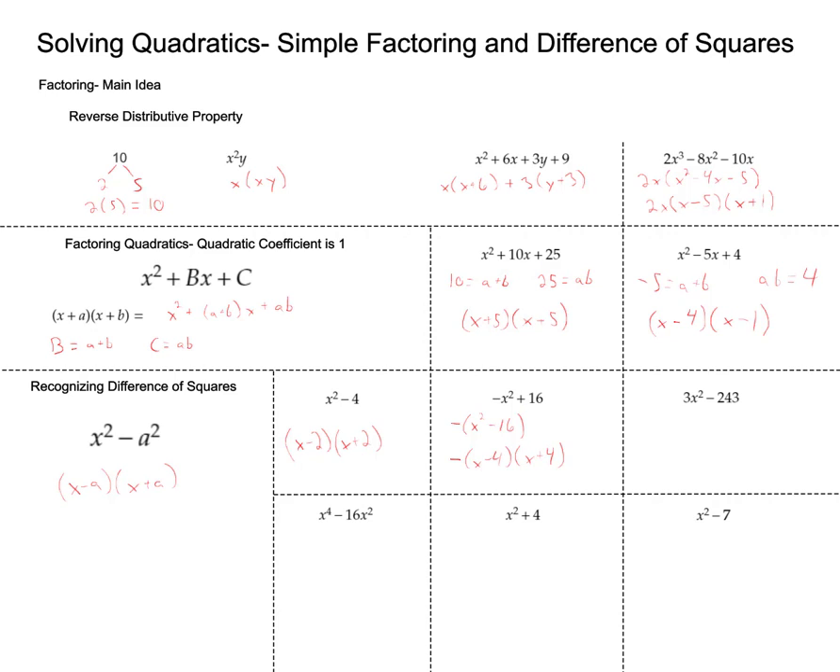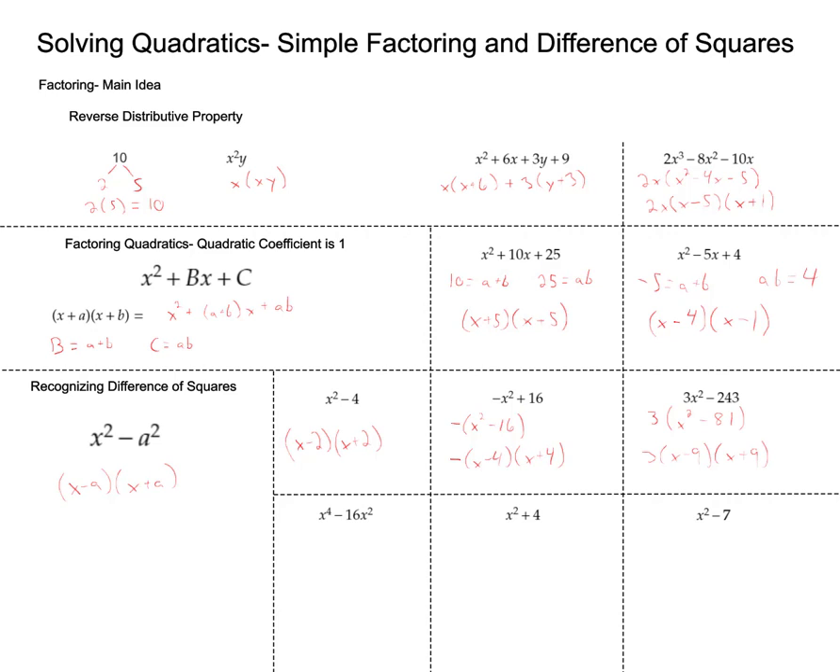What about 3x squared minus 243? Well, 3x squared isn't a square. Neither is 243. However, if we recognize that we can factor out a 3 first, we'll be left with x squared minus 81, which of course is a difference of squares. So now we can do 3 times x minus 9 times x plus 9.